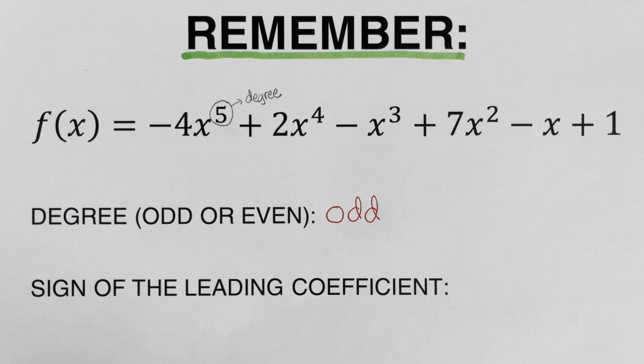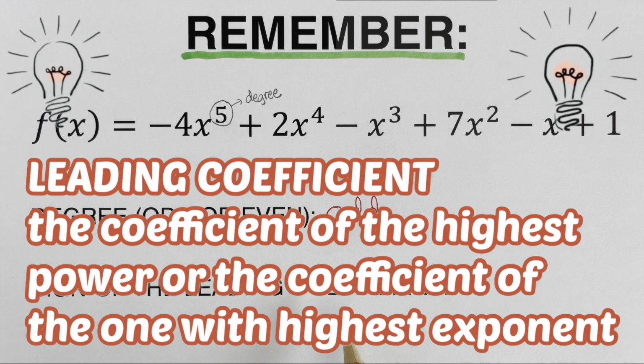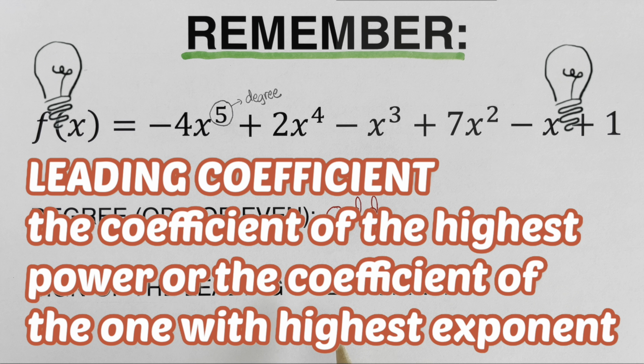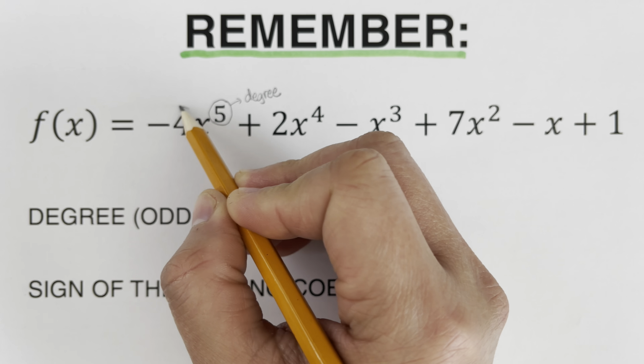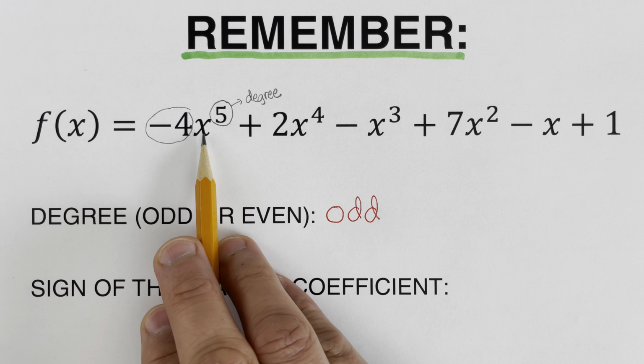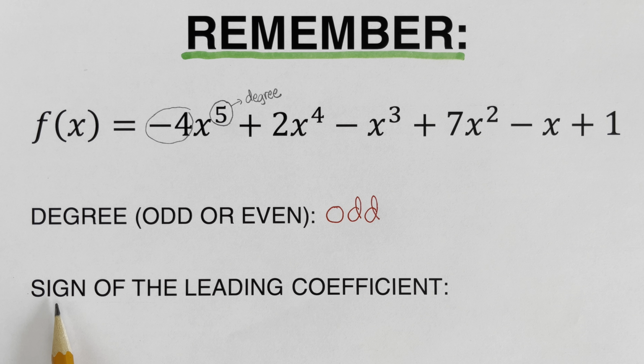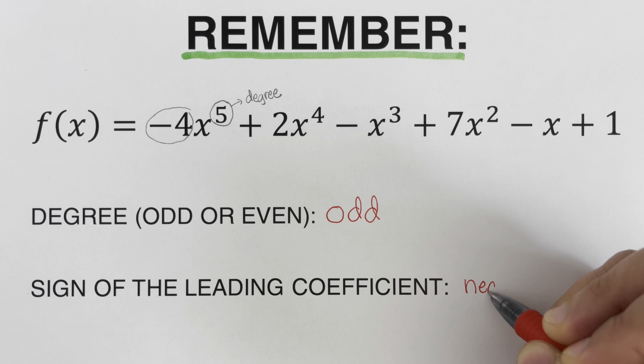On the other hand, the leading coefficient is defined as the coefficient of the highest power, or the one with the highest exponent. So this represents the coefficient of the variable with the highest exponent, which is negative. And if we say sign, we are talking about whether it's positive or negative. In this case, our leading coefficient has a negative sign. So we go ahead and write negative here.